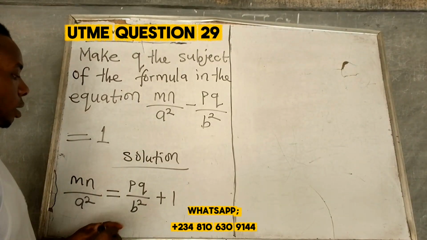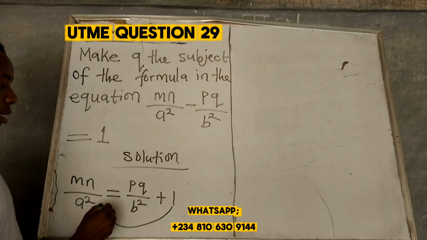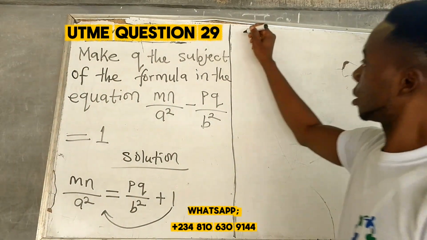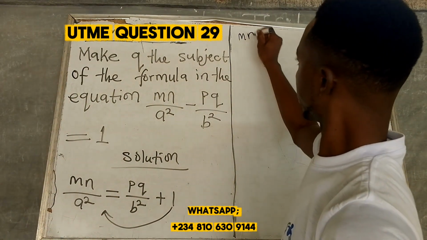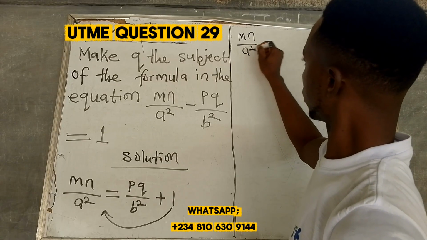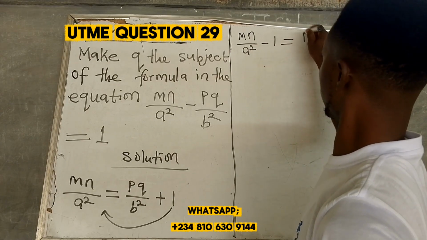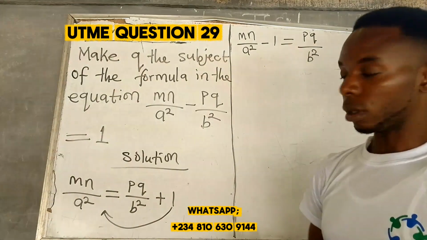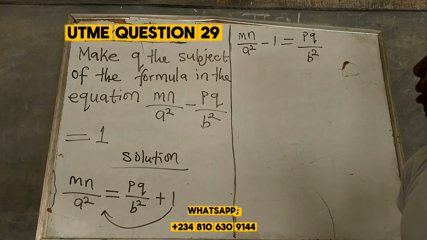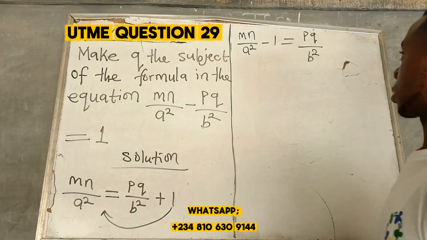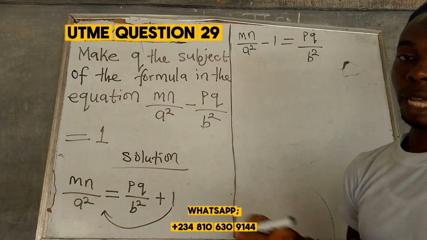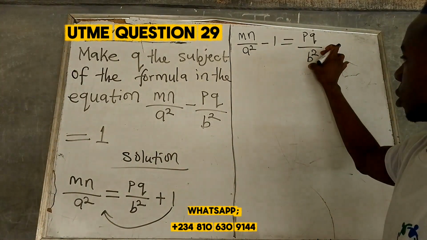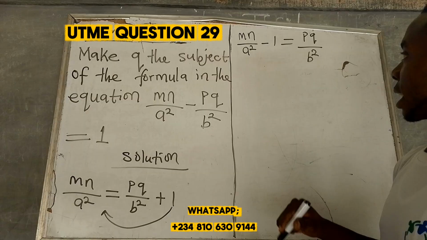Now, I'll then move this one to the left-hand side to become minus 1. So this will be mn over a square minus 1 equal to pq over b square. So the next thing we are supposed to do is multiply both sides by this b square, so that we can be able to remove this b square. So you multiply both sides by b square.